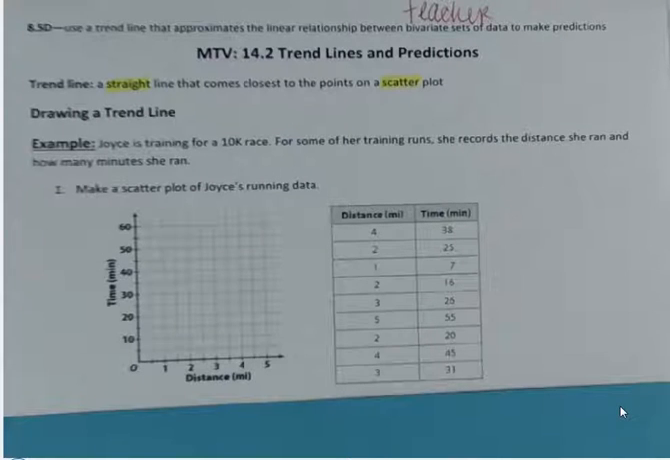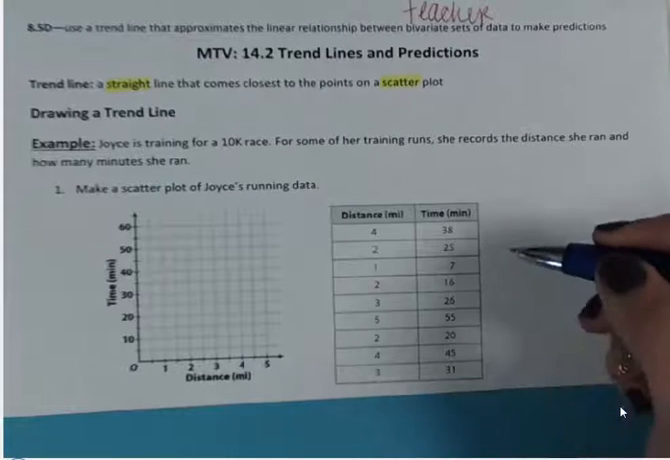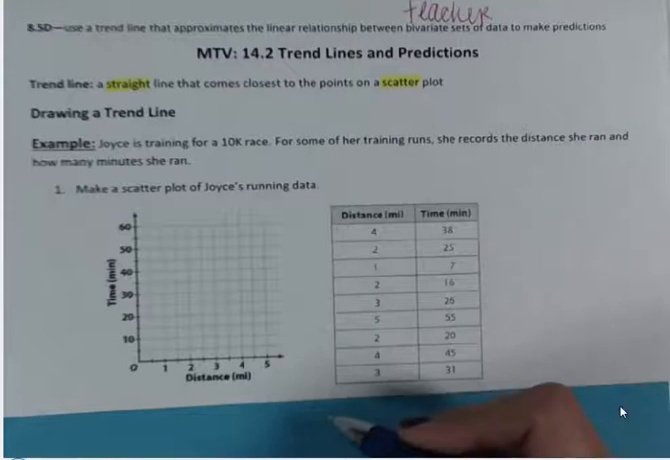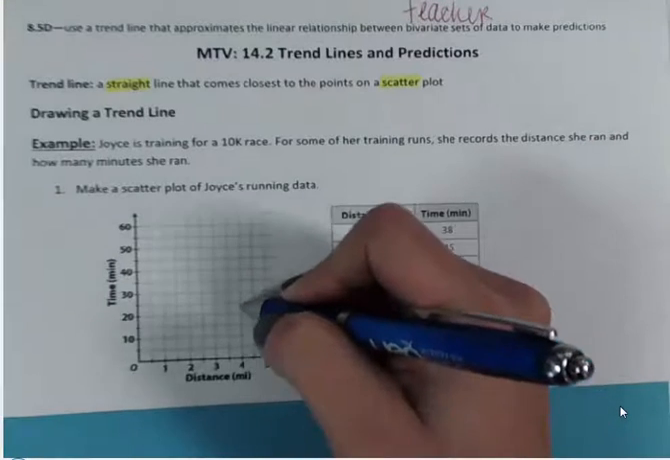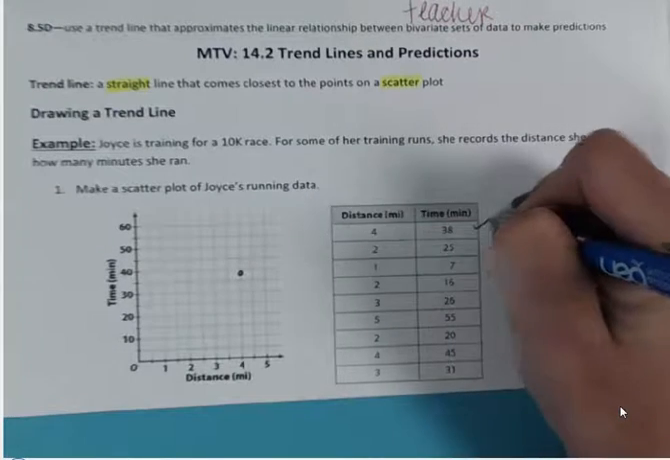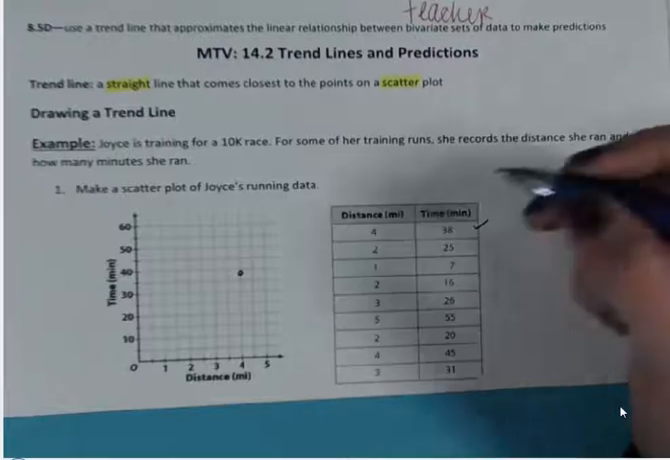It says, Joyce is training for a 10K race. For some of her training runs, she records the distance she ran and how many minutes she ran. So the first step is to make a scatter plot of Joyce's running data. So I want you to pause this and just graph this data. Or you can graph it with me, whatever works. Over 4, up. You're going to have to estimate some of these. I like to check off when I'm finished.